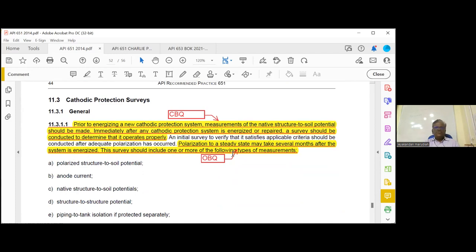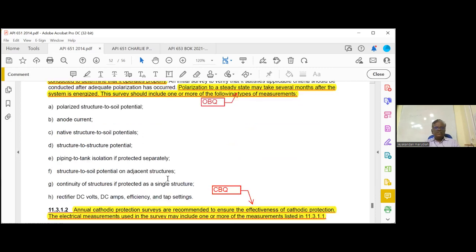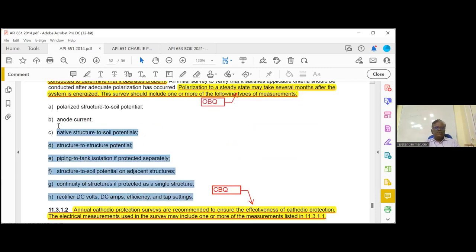The survey should include one or more of the following types of measurement. So what are the measurements you have to take? Polarized structure to soil, anode current. So these are open book. This list is open book. Highlight the open book. All the open book means anything can be asked.